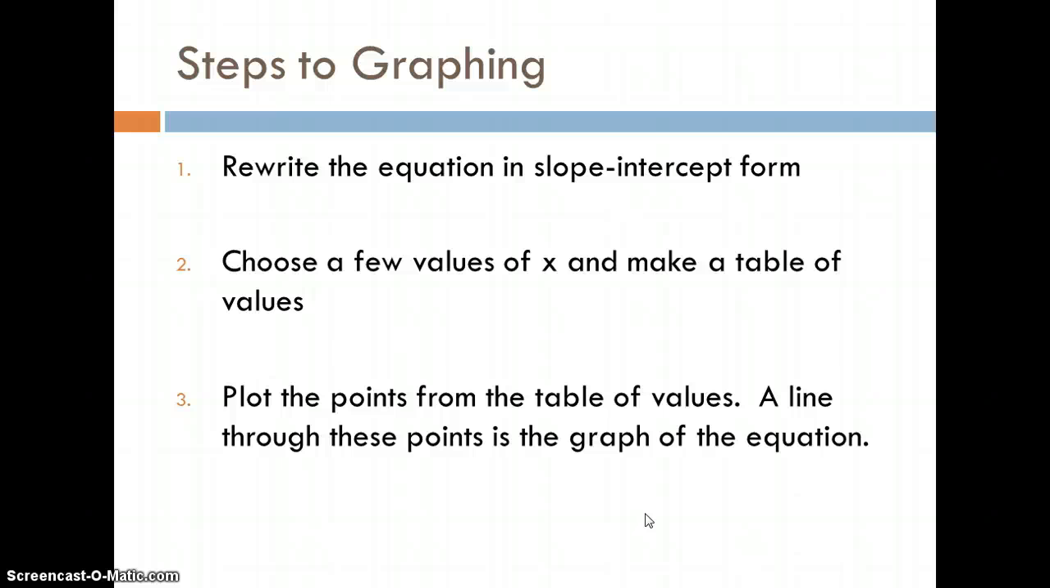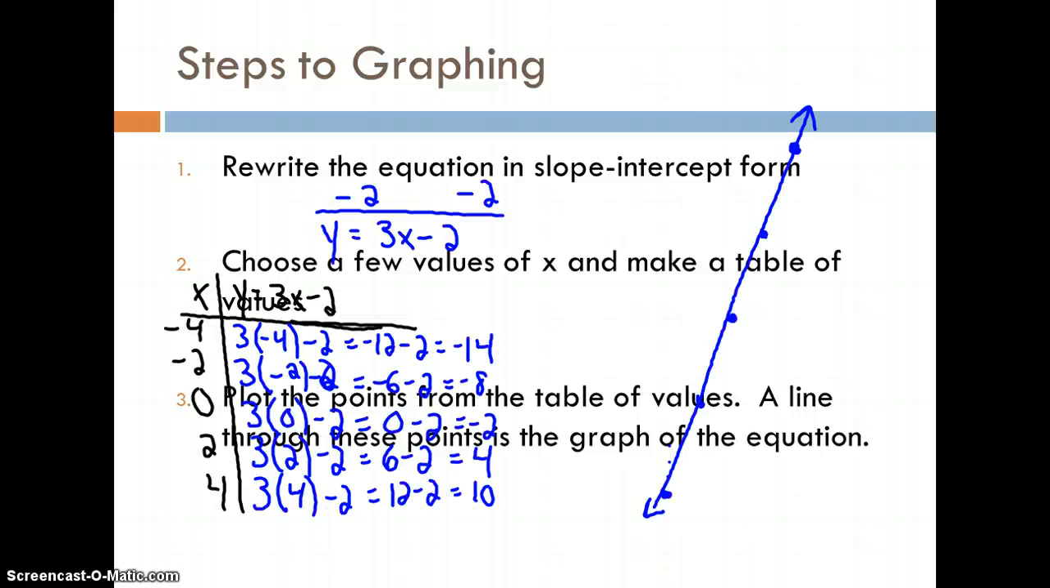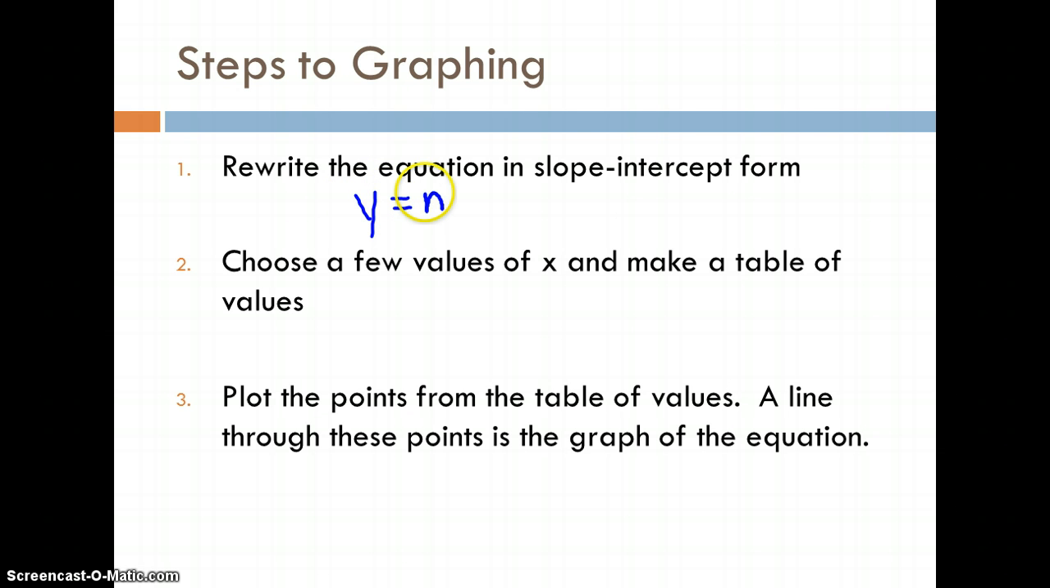In summary, our steps that we need to follow every time, very important to write these down. The first thing we do is rewrite the equation in slope-intercept form. That's y equals mx plus b form. Choose a few values of x and make a table of values. We always include x equals 0. Always do that. That's always a good point to have. It's a special point that we'll find out about more later on. It's what's called the y-intercept.